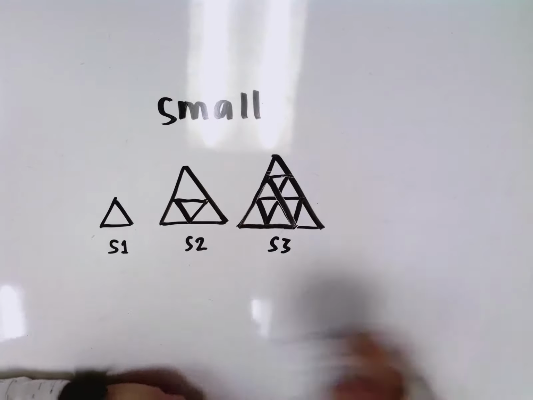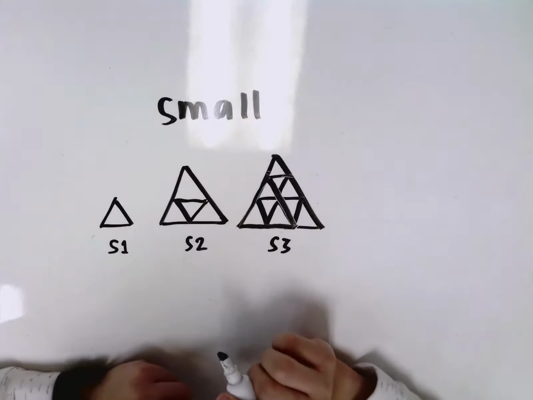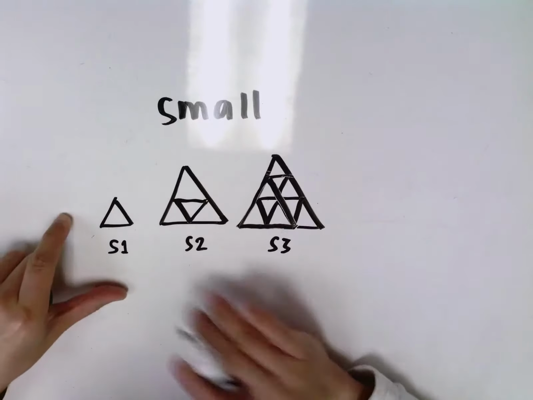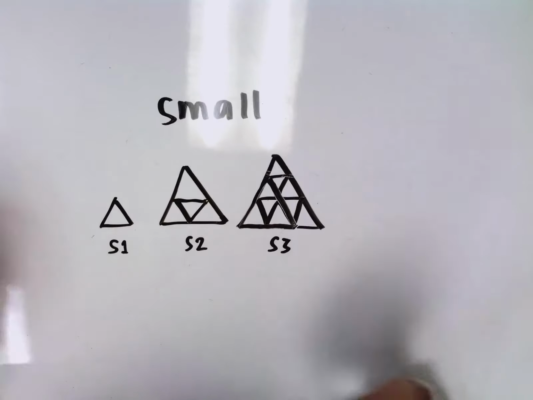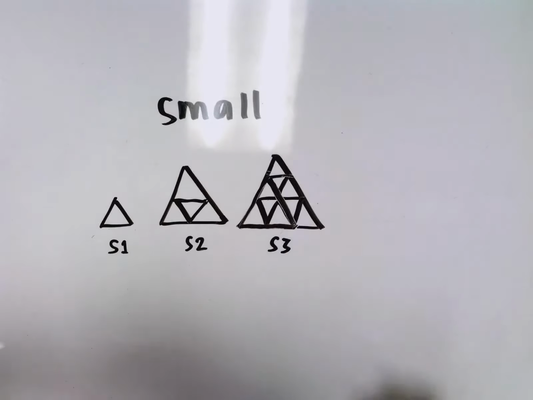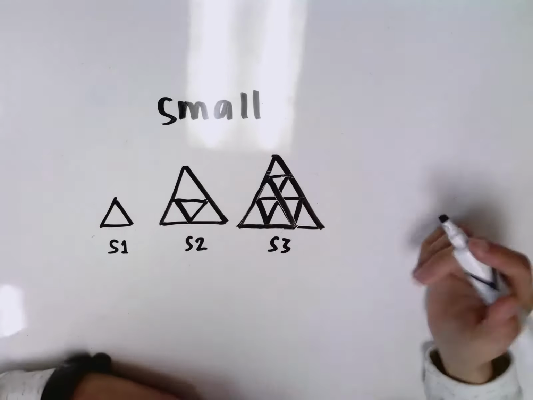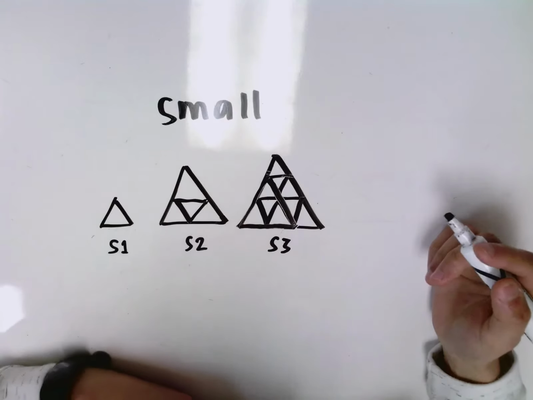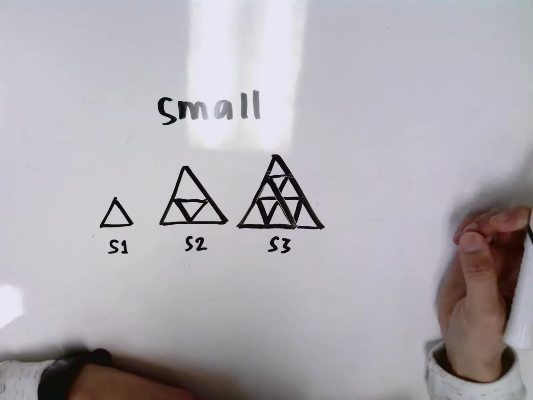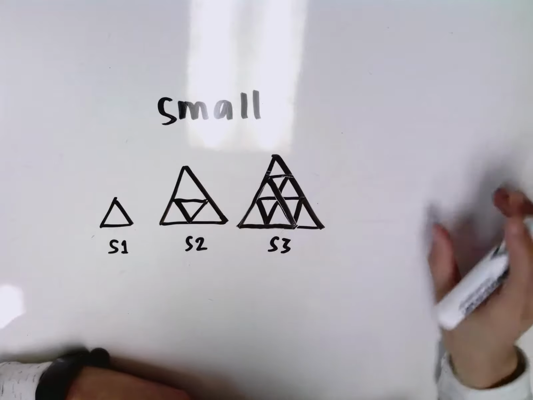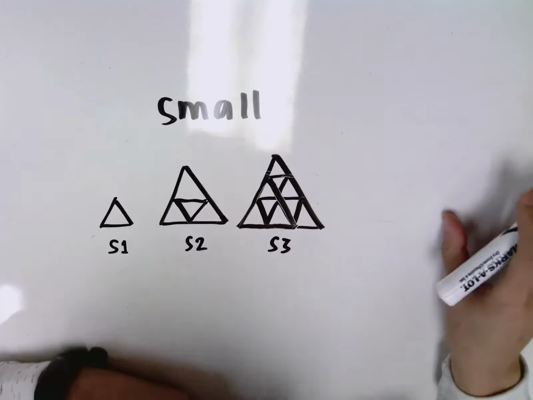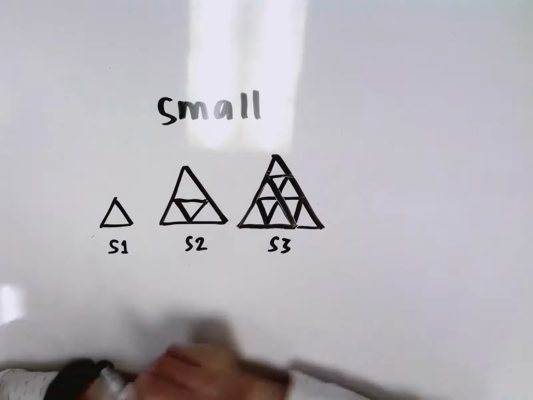And for you to do that, you have to count first the number of triangles in stage 1, stage 2, and stage 3, and then see if there is a pattern in determining the number of small triangles in stage 9, or maybe the numbers are giving us a hint to be able to identify the number of small triangles in stage 9. So let's start with stage 1.